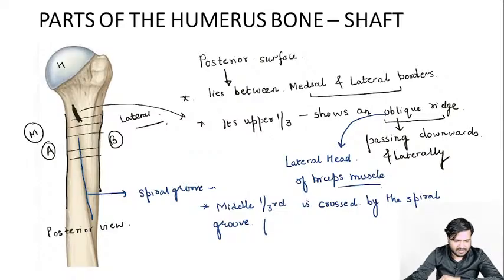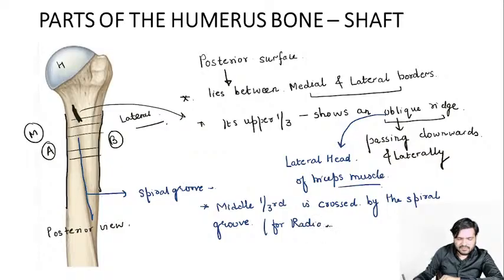So middle one third, meanwhile you are answering the supraglenoid tubercle part, I am just completing the statement that the medial one third is crossed by the spiral groove and it is for the radial nerve, guys. It is for the radial nerve.